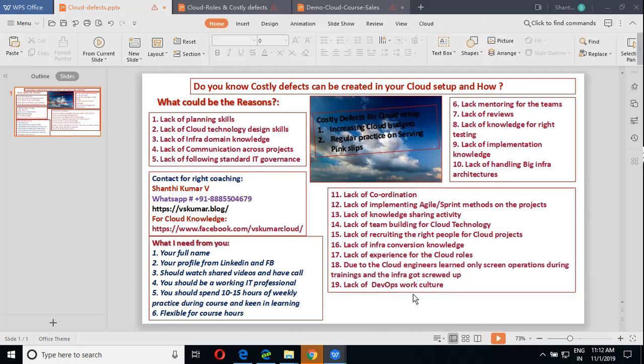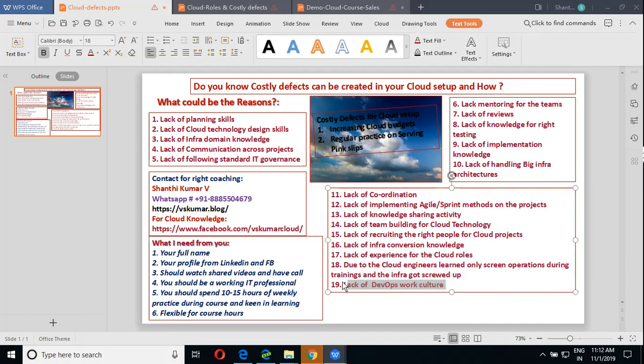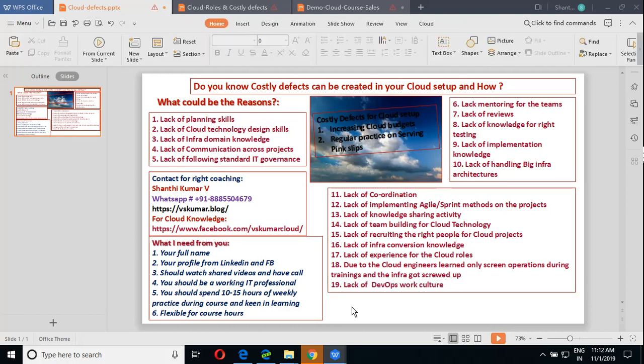Then, lack of DevOps work culture. I have discussed that in the above points. The same thing is lacking in many cloud projects, because DevOps culture came from Agile. Agile came from software development lifecycle methodologies, for easy transition of technical projects or products rolling over into production. In cloud, many people feel this is not a software project, this is an infrastructure project. But in any project you can implement DevOps culture, and make the process steps easy for the resources.